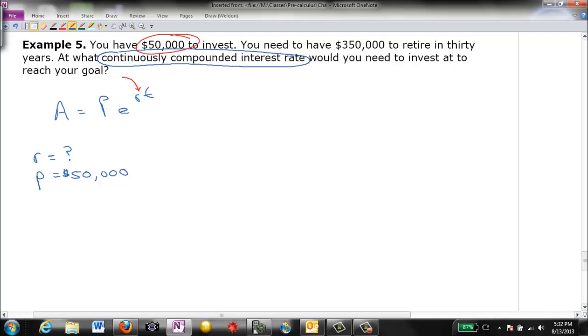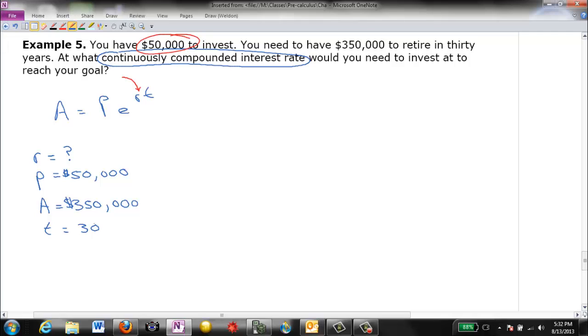$50,000. And it says we need to have $350,000 to retire. So that means when I go to pull my money out of this account, I need to have 350,000. And I have 30 years to accumulate this $350,000, right? So t equals 30.